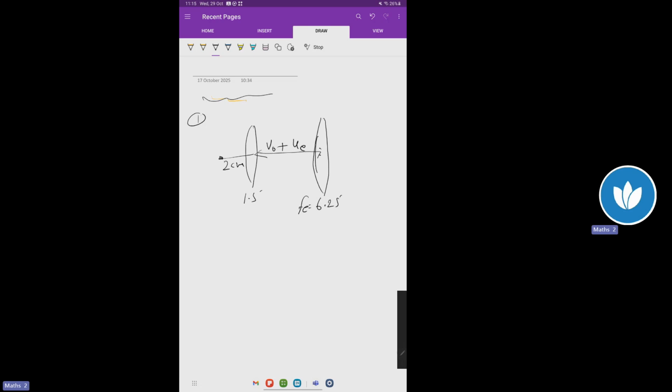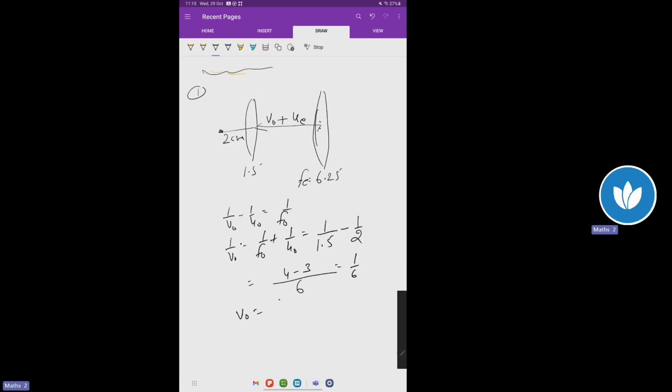So first find V naught. From the lens formula, 1 by V naught minus 1 by U naught is equal to 1 by F naught. So 1 by 1.5 minus 1 by 2, which is 4 minus 3 over 6, 1 by 6. So V naught is 6 centimeter.